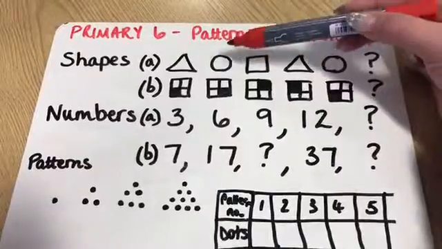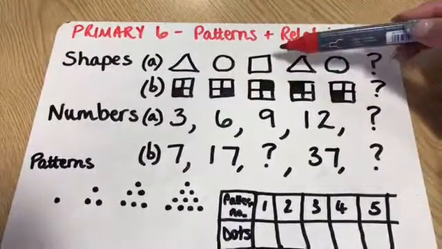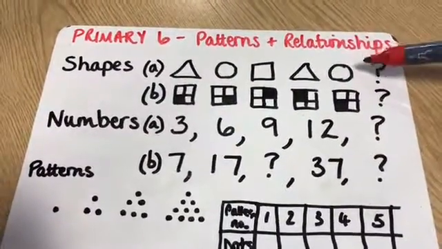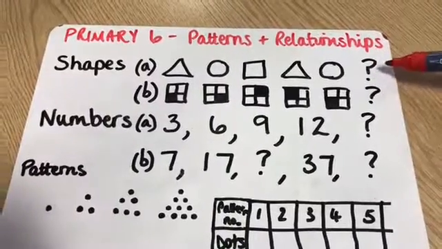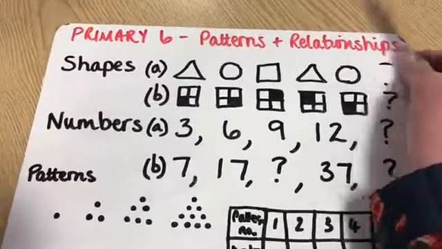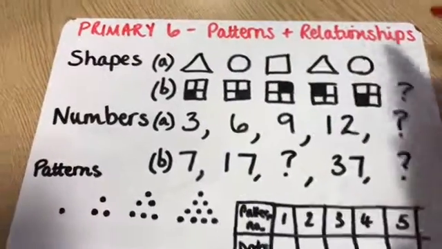You have a look at part A, you've got a triangle, a circle, and a square. It goes back to triangle, circle, and the children will need to work out what the next shape would be. And hopefully they would realise that it was a square.